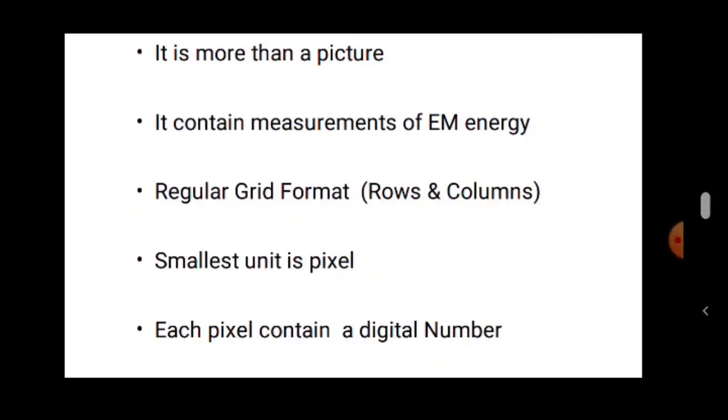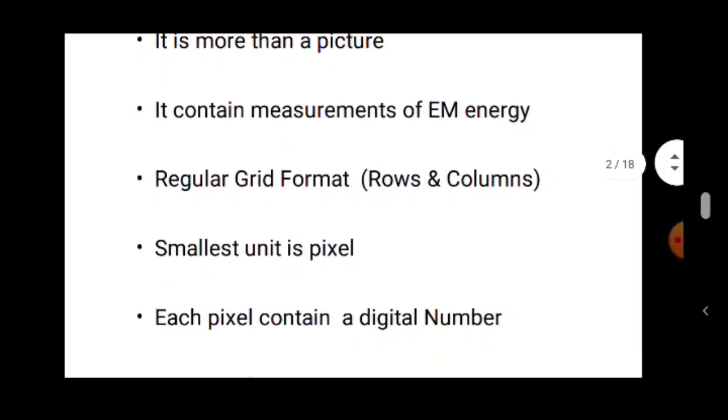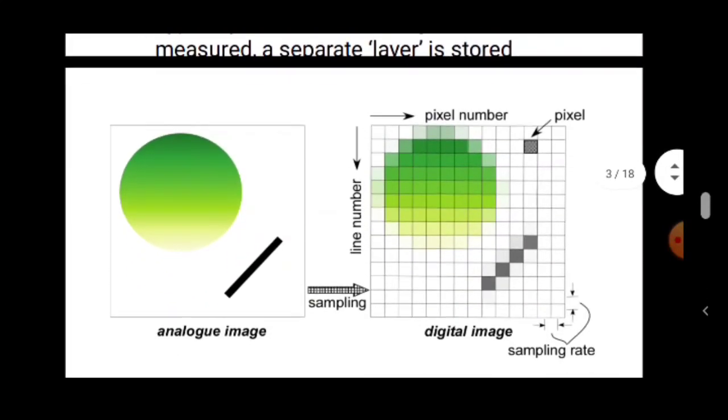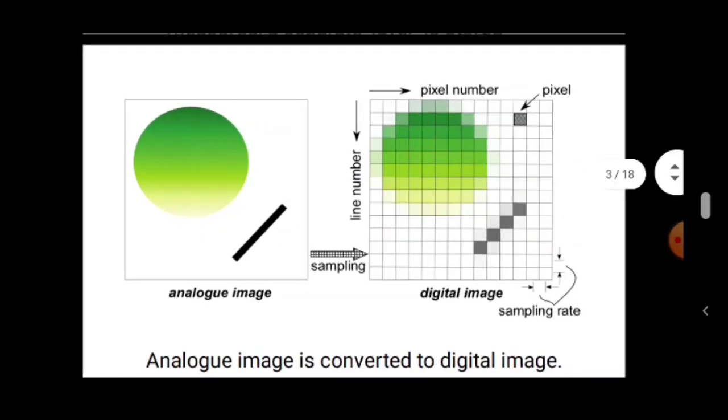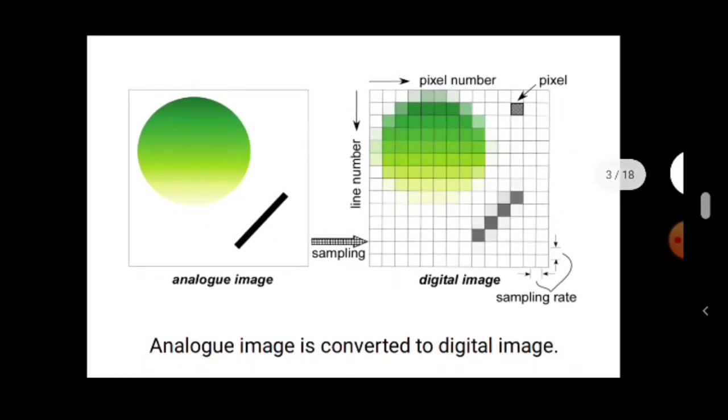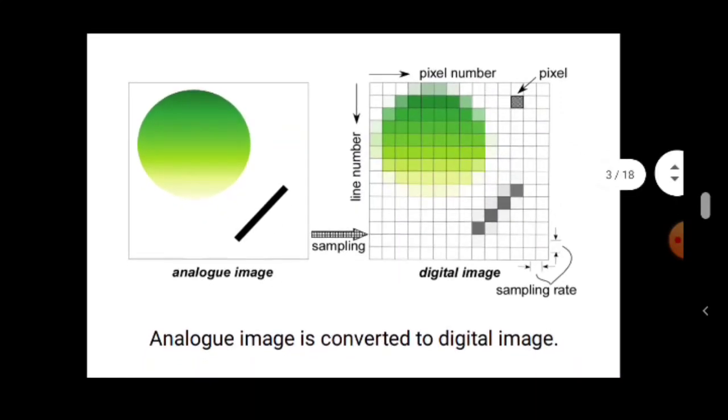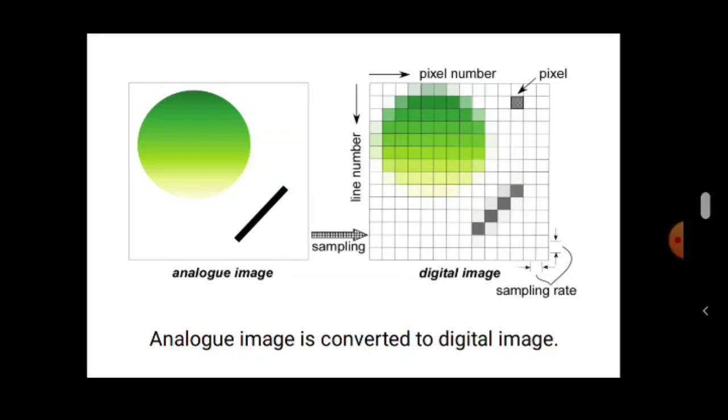Let's look further into these remote sensing images. These images are divided into two categories: digital and analog. Digital remote sensing images and analog remote sensing images. Analog images are converted later into digital images.